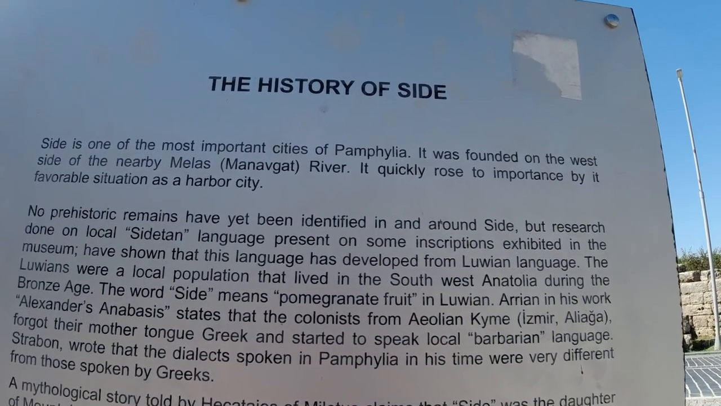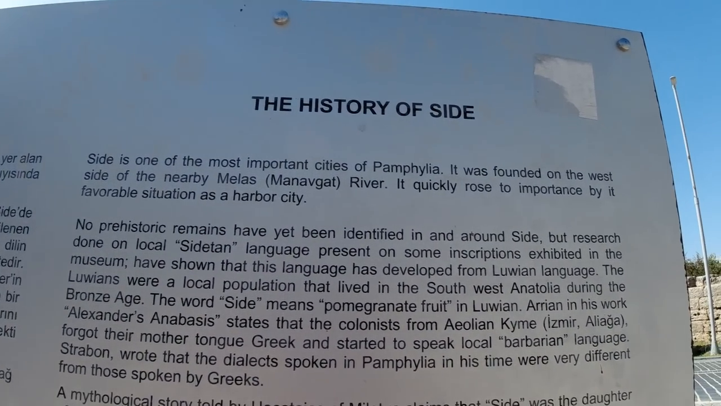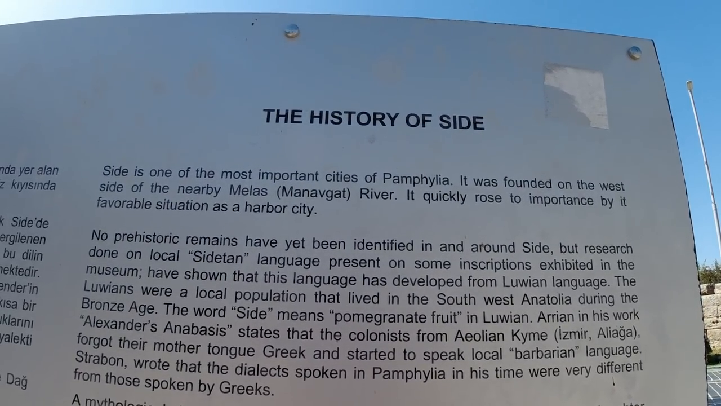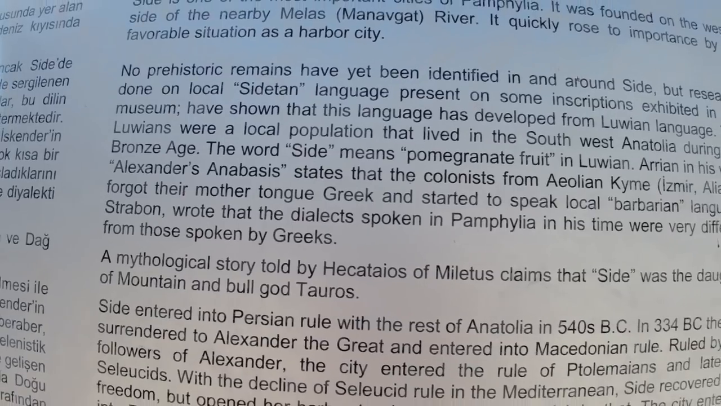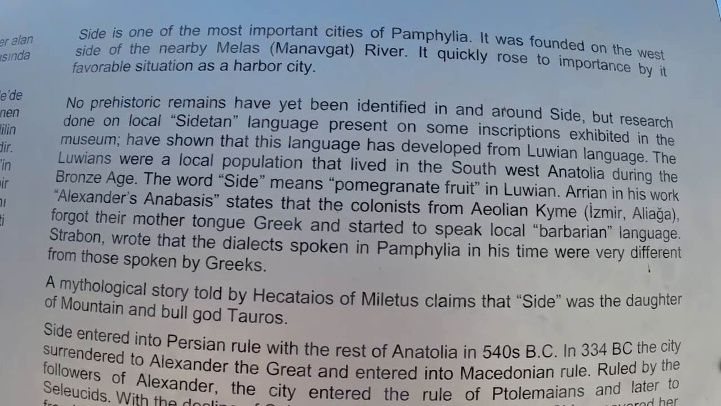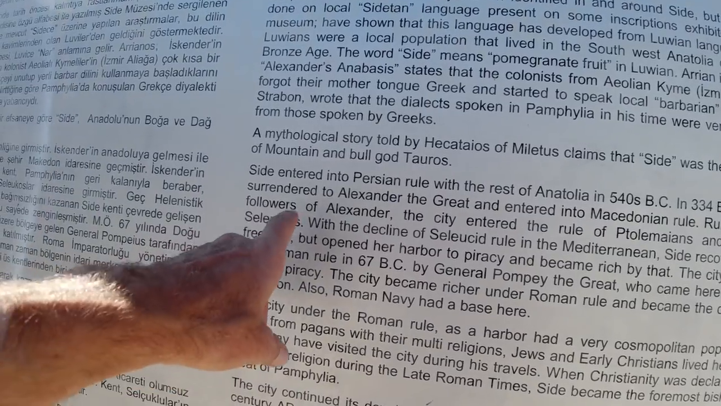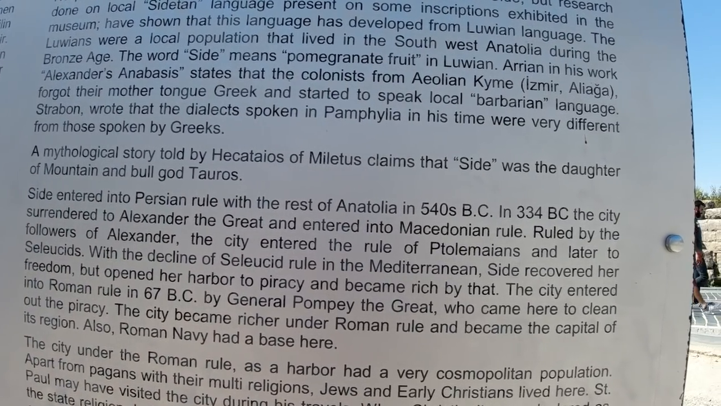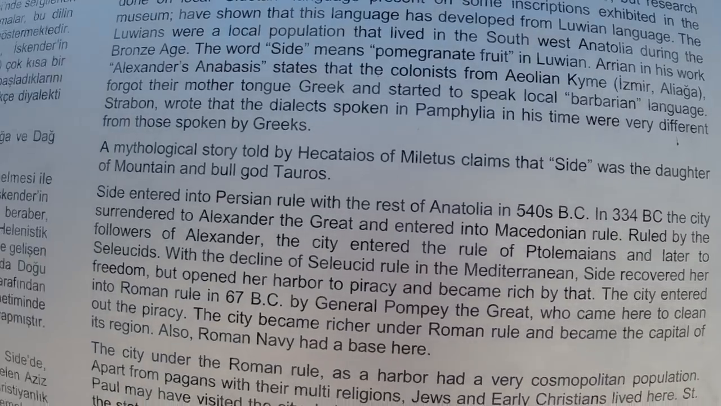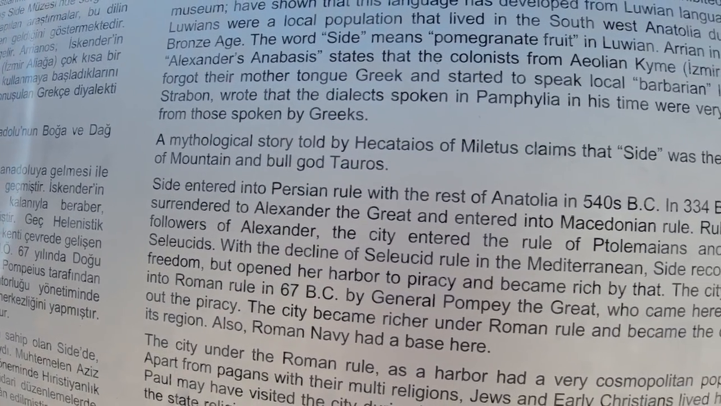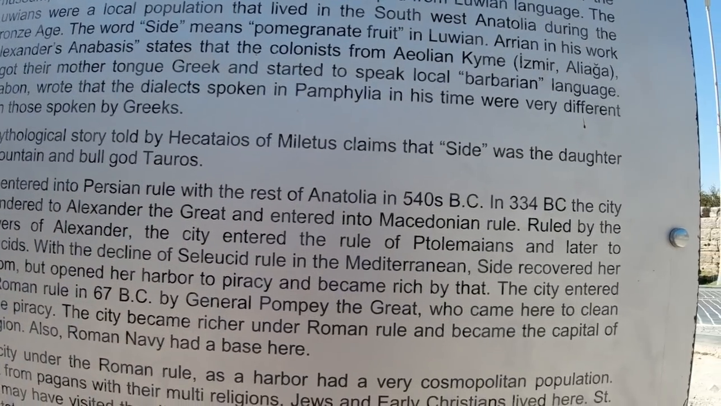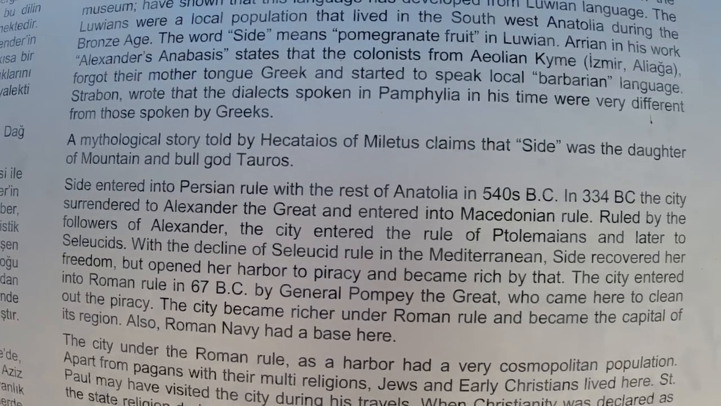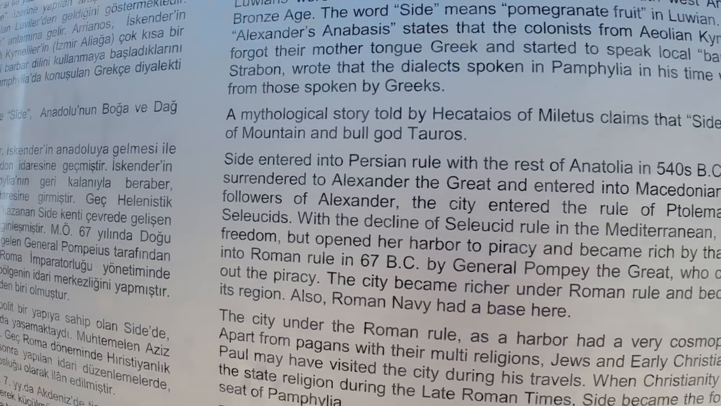The history of Sidé. Sidé is one of the most important cities of Pamphylia. It was founded on the west side of the nearby Melas River. The word Sidé means pomegranate fruit in Luwian. Sidé entered into Persian rule with the rest of Anatolia in the 540s BC. In 334 BC, the city surrendered to Alexander the Great and entered into Macedonian rule. Ruled by the followers of Alexander, the city entered the rule of the Ptolemaeans and later the Seleucids.